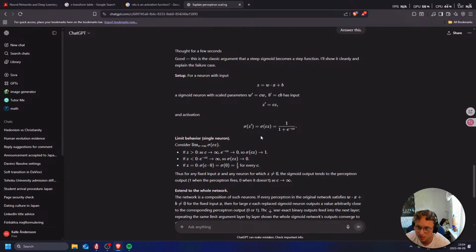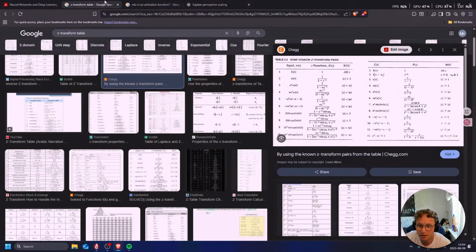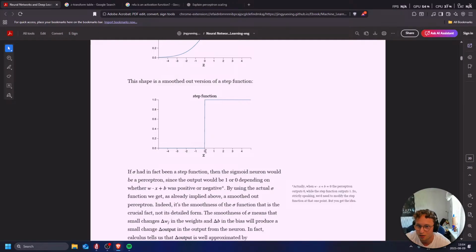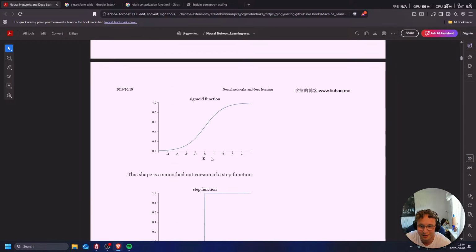And then if z is equal to 0, e to the power of 0 is equal to 1. So we have 1 divided by 1 plus 1, which is 1 divided by 2. This contradicts the step function itself, because if the input here is 0, we should have an output of 0 in the perceptron, but with the sigmoid we get 0.5. So this contradicts the behavior of a perceptron compared with the sigmoid function.